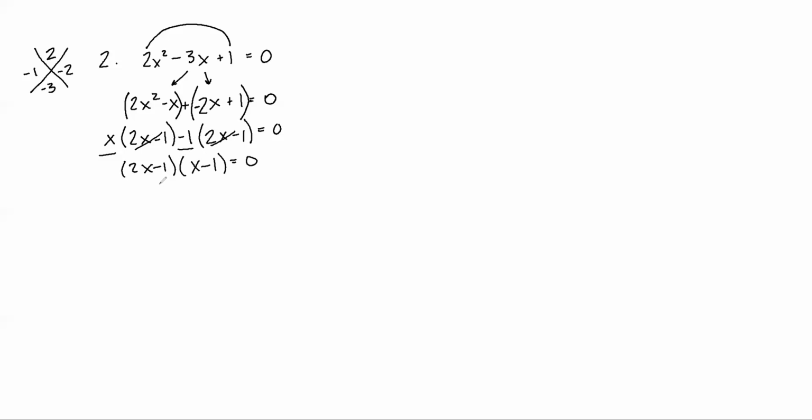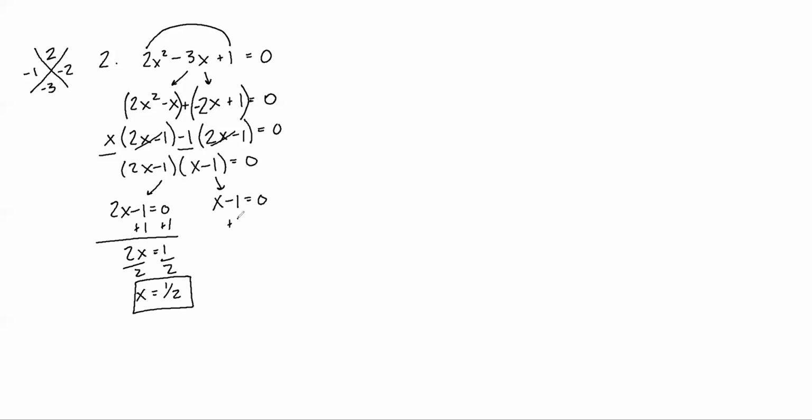Now we are completely factored, and we can go ahead and split up our equation. So we get 2x minus 1 equals 0, or x minus 1 equals 0. Solving each one of these, we get 2x equals 1, divide by 2, and we get x equals 1/2. And this other one, we're going to add the 1, and we get x equals 1. All right, so again, we got 2 solutions. You could always take these, plug them back in, and check them that way.